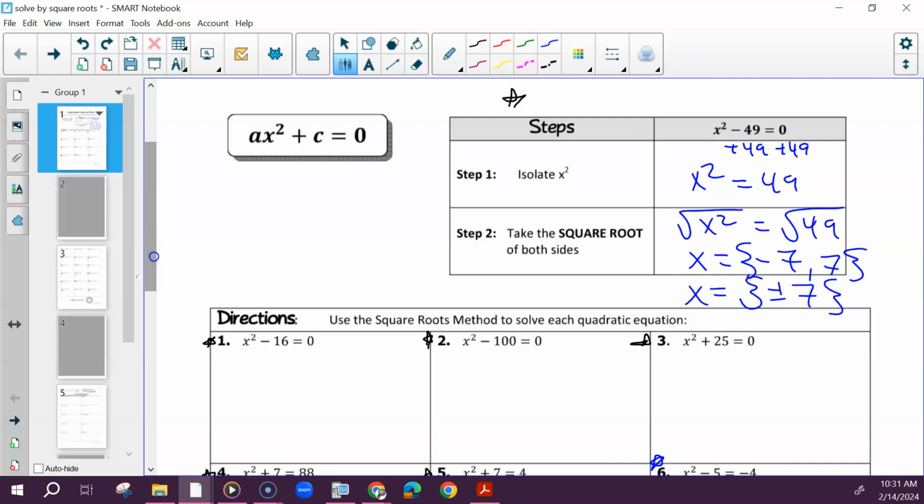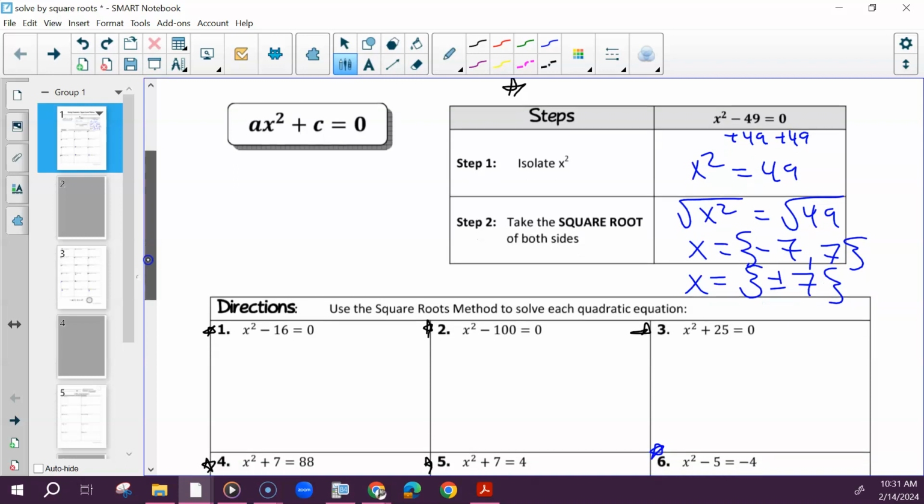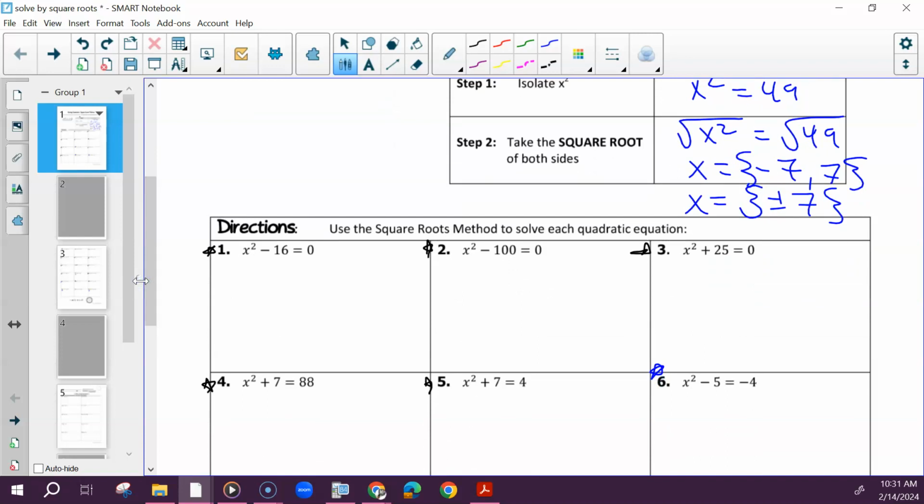Questions on this process so far? A lot of the ones we do, we're going to get nice numbers like this. Some of them you won't, but we'll get to that later. So let's start with number 1. Similar to the one we just did, how would we isolate the x squared? And then take the square root of both sides.